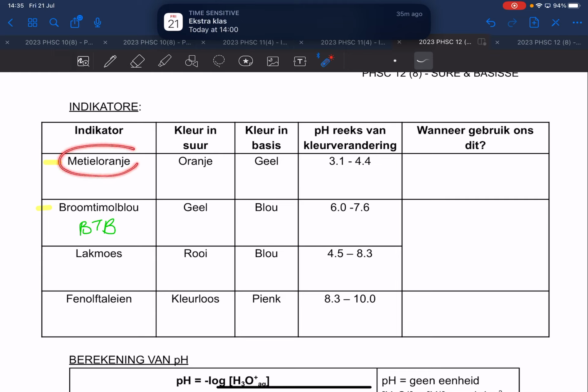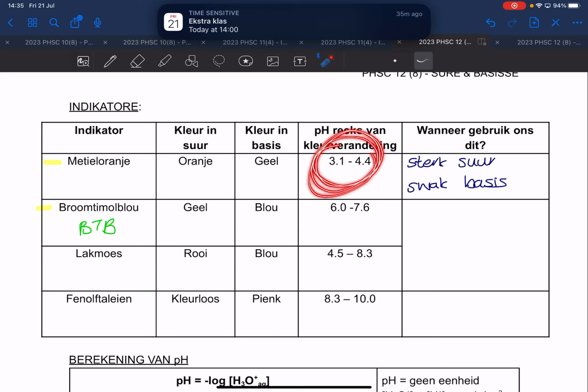But we use methyl orange just when we work with certain type of chemicals. When we work with a very acidic solution, so wanneer die pH baie laag is and we have a very acidic solution and we need to see that difference there on the acid side, dan gebruik ons methyl oranje. So ons gebruik dit wanneer ons 'n sterk suur en 'n swak basis het. We use that when we have a strong acid and a weak base. So wanneer die pH skaal laag is op die einde.